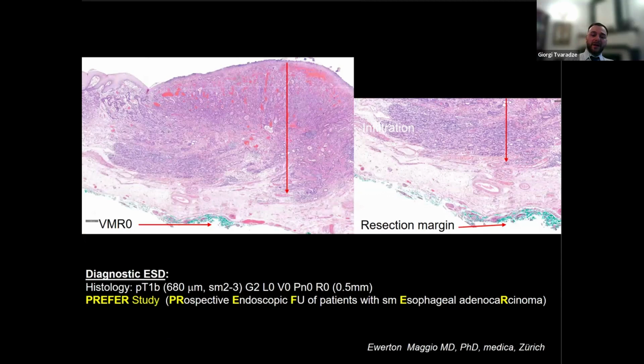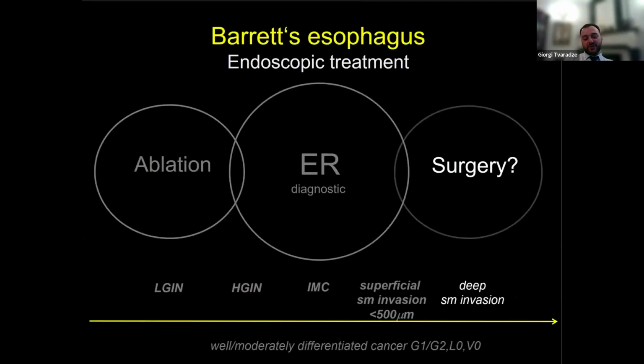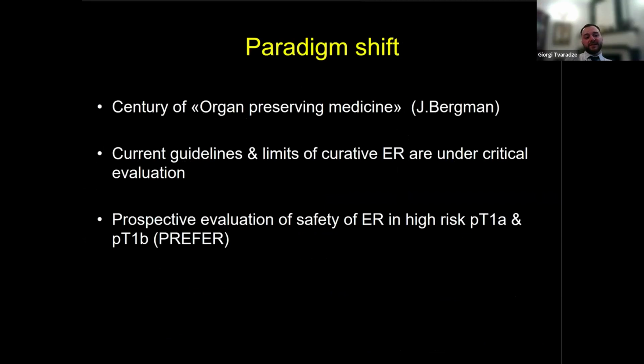But what do we do with this patient? According to current guidelines, it needs surgery. But because nowadays is a century of organ-preserving medicine, and also the current guidelines and limits of curative endoscopic resection are under critical evaluation, I need to mention this new PREFERED prospective study, which I will explain. So we put this patient into the PREFERED study.